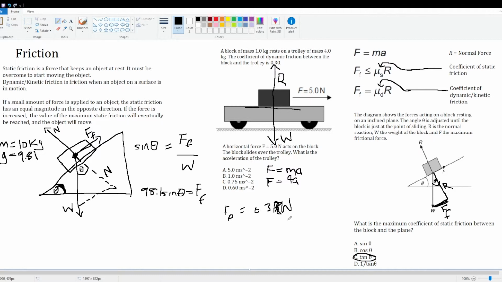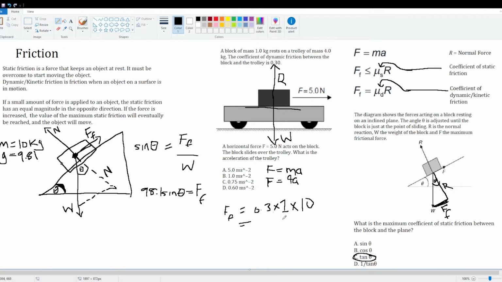So what is W? Well, we know W is going to be mass times acceleration due to gravity, or mass times G. So mass of 1 kilogram. So mass, which is 1, times G, which we're just going to call 10. Okay, so this is what we've got so far. So F equals 0.3 times 1 times 10, which equals 3.